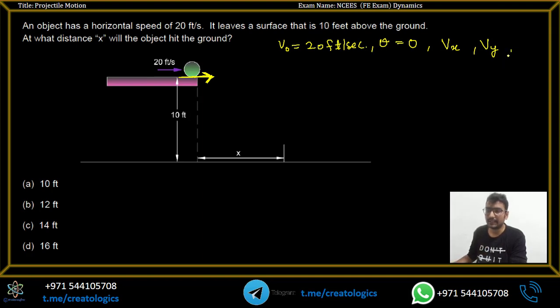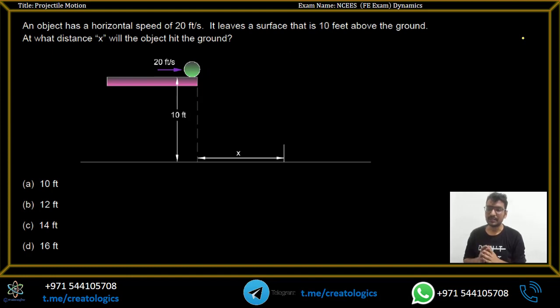At the end, we need the value of x. Y naught is also given as 10. So this is the information that is given to us, and we need to find the value of x. Let's use the equations here. First, to find the value of t, I will use the equation for y, which is y equals minus g t square by 2 plus v naught sine theta t plus y naught.